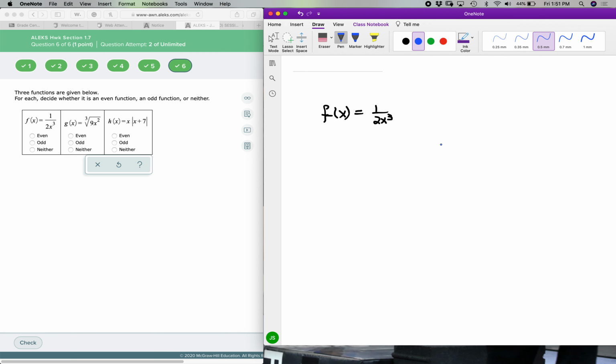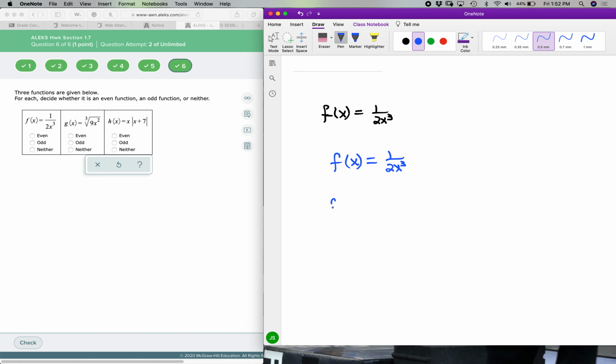Okay, it says that 3 functions are given below, and for each we decide whether it is an even function, an odd function, or neither. And for the first of the functions, we have f of x is equal to 1 over 2x cubed. Okay, so again, f of x is equal to 1 over 2x cubed.